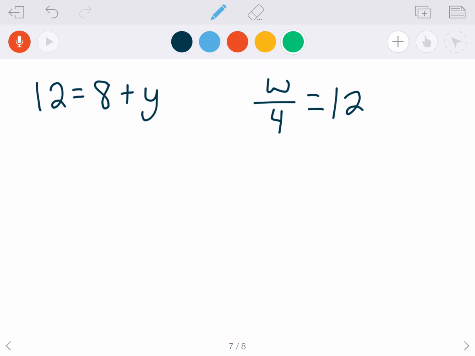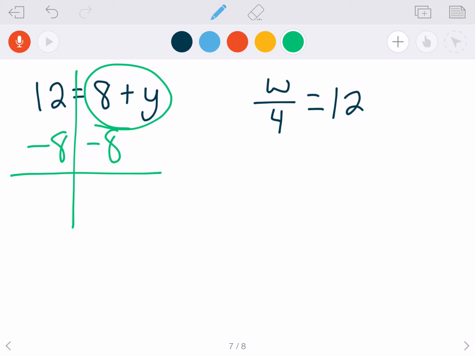12 equals 8 plus y. Okay, what operation is happening here? Addition. So we know we're going to subtract. Instead of adding 8, I'm going to take away 8 on both sides. I draw this equal, kind of like an equal sign if you're adding or subtracting or multiplying.